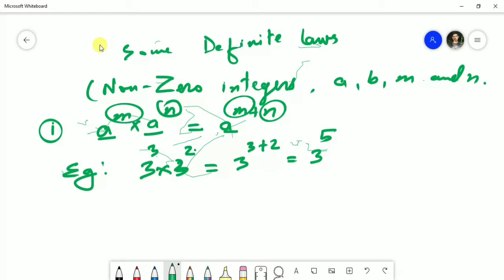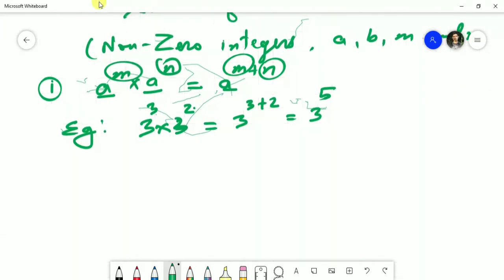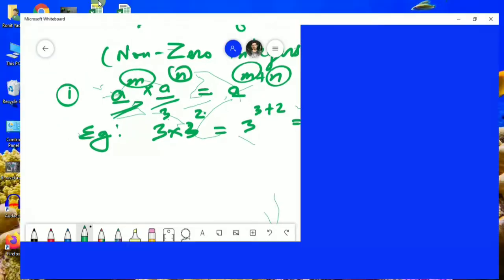Okay. Let's talk about some other laws. I hope this is clear. Whenever this one is same, only then can we apply this formula.